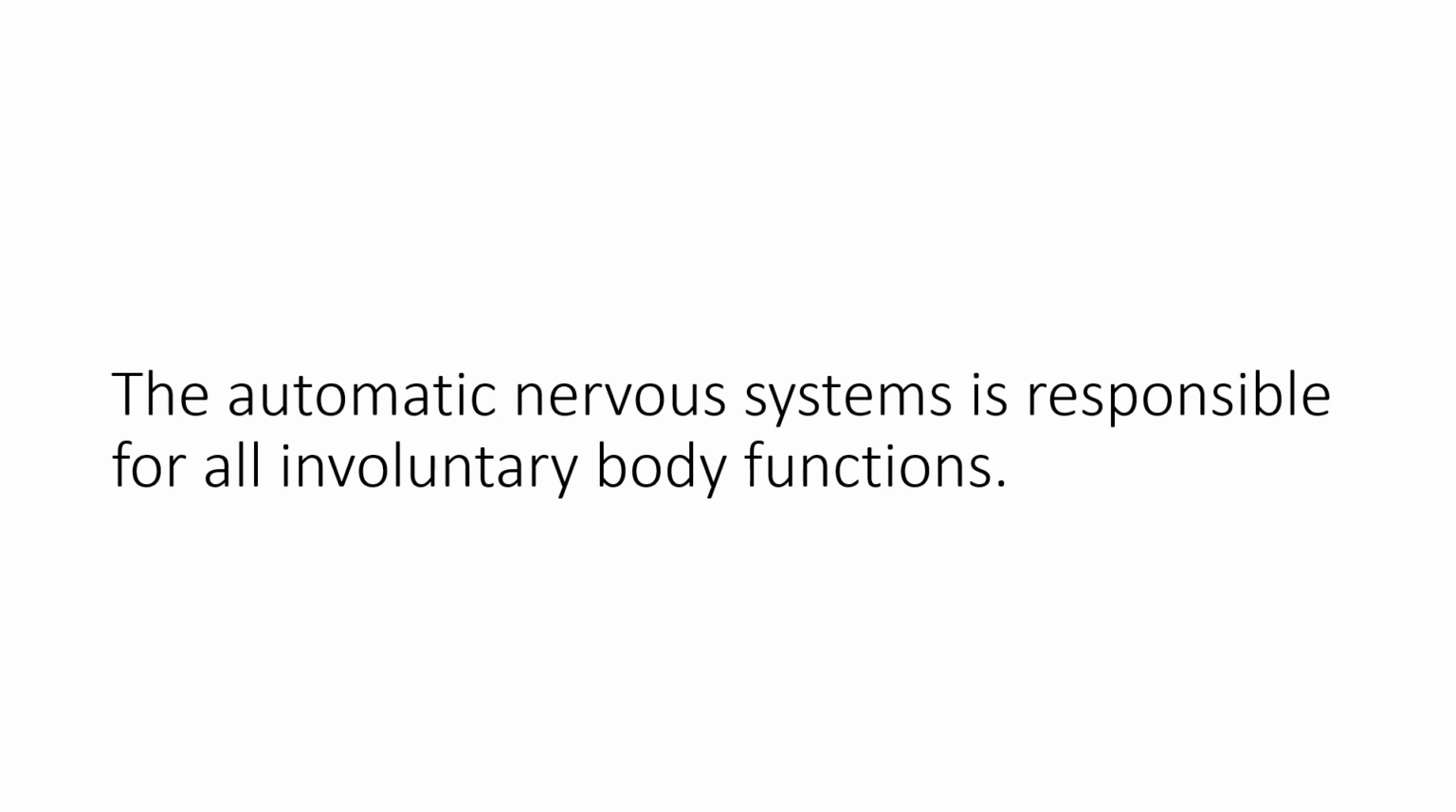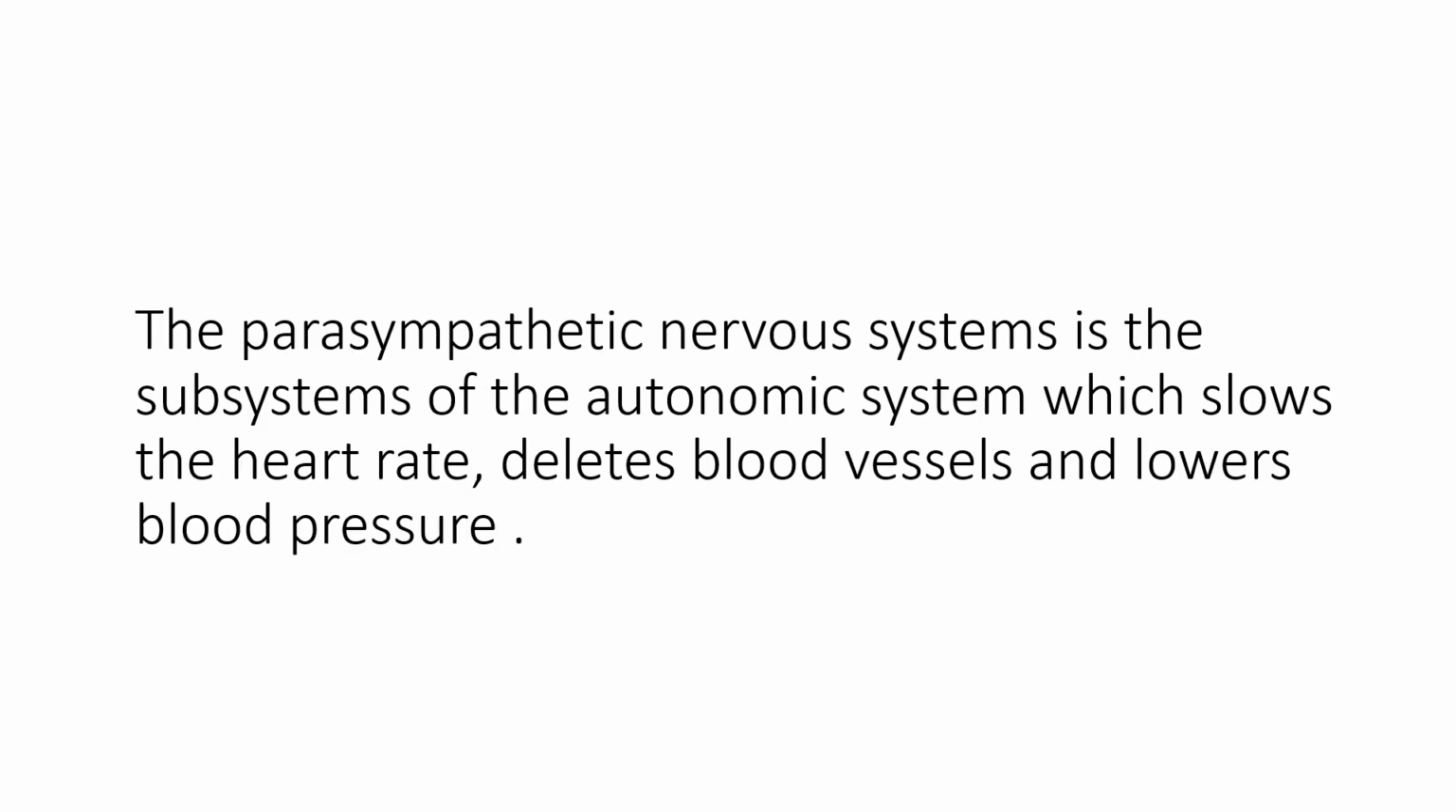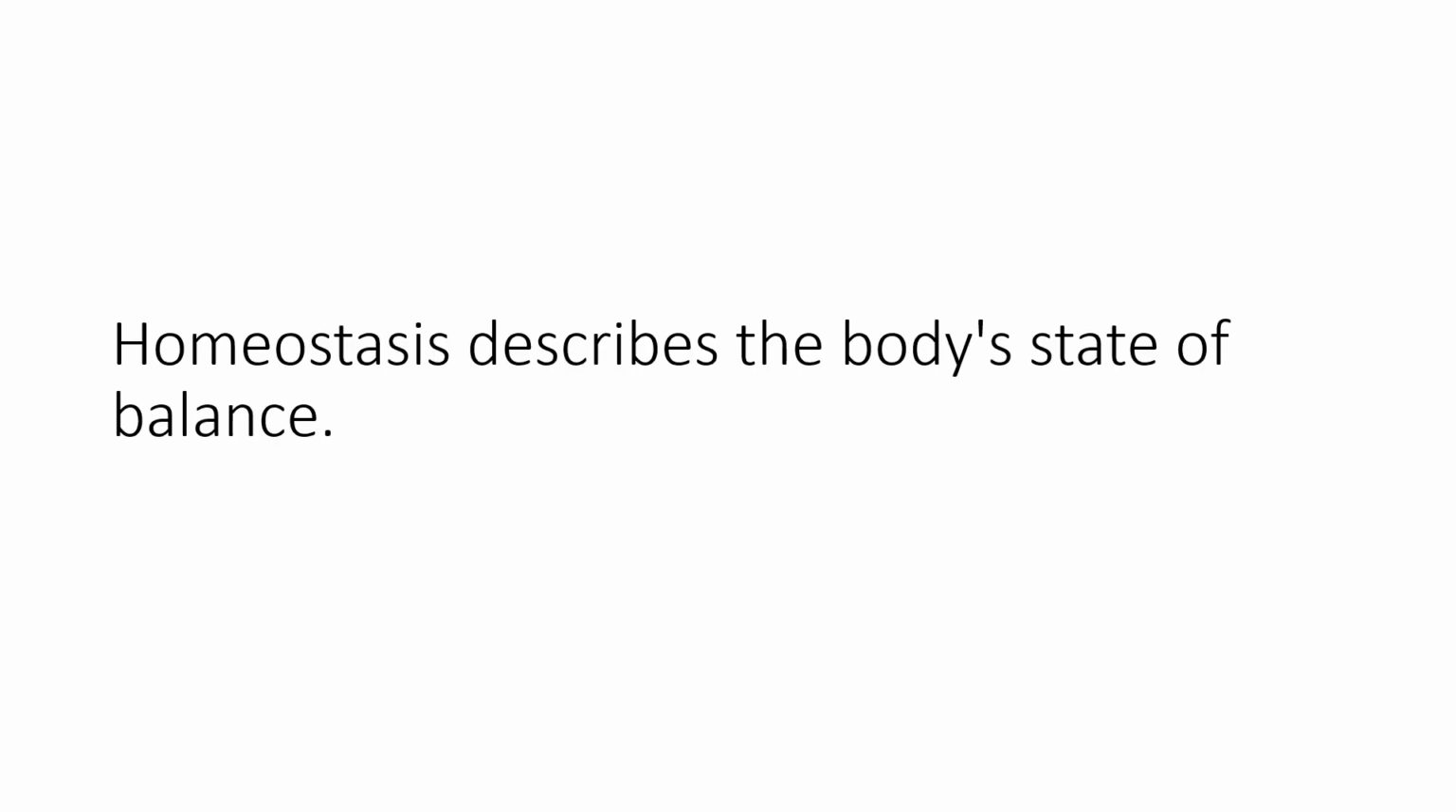The autonomic nervous system is responsible for all involuntary body functions. The parasympathetic nervous system is the subsystem of the autonomic system which slows the heart rate, dilates blood vessels, and lowers blood pressure. Homeostasis describes the body's state of balance.